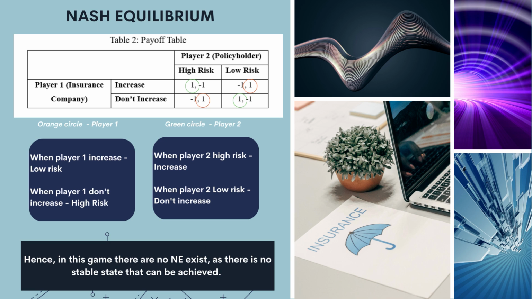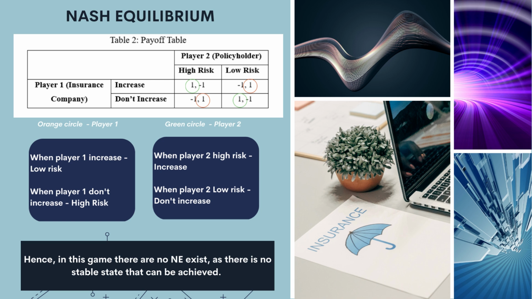So looking into player one. When player one increases the premium, the best that player two can do is to be low risk. But when player one doesn't increase the premium, the best for player two is to be high risk. But let's look into player two.